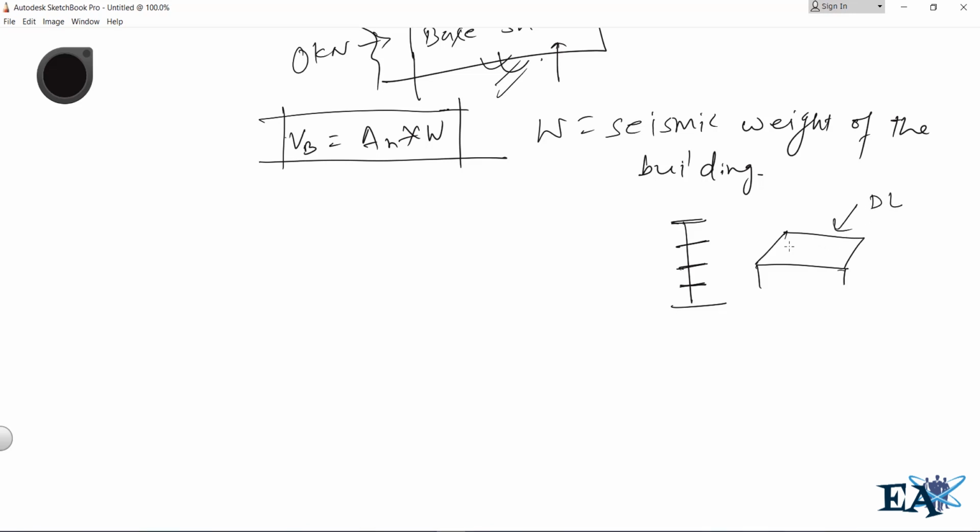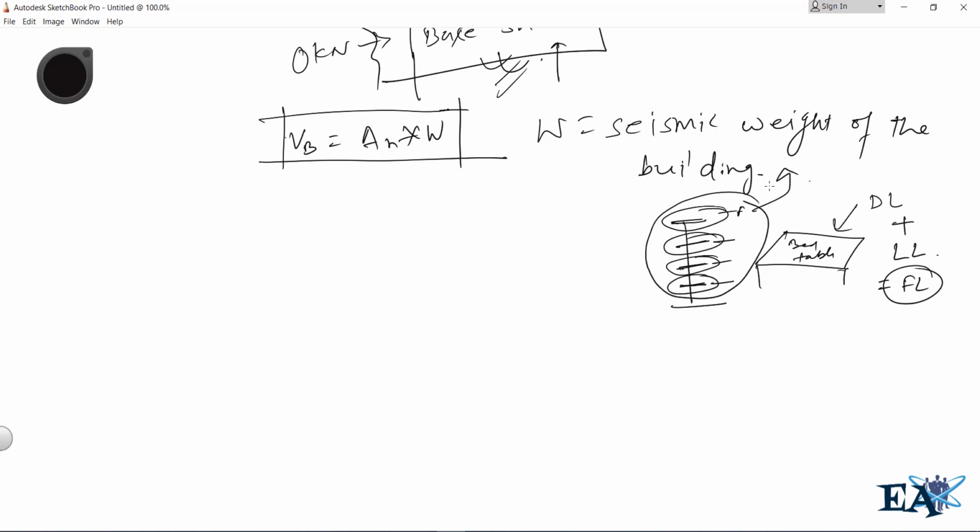And on this floor, we've got various items, such as a bed, a table, or anything else that is generally found in a house. Those things are called the live load. So we add dead load plus live load, and using this load we get the floor load. For this floor we get a load, and for each floor we do the same thing, and we get floor load 1, floor load 2, floor load 3, and floor load 4. If we add all these floor loads, we get the seismic weight of the building.